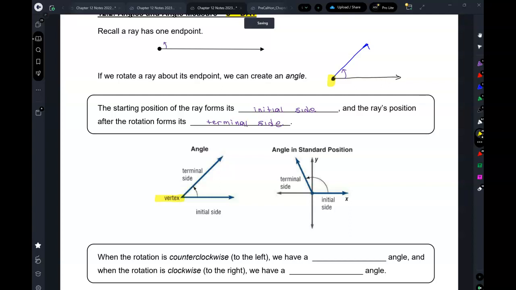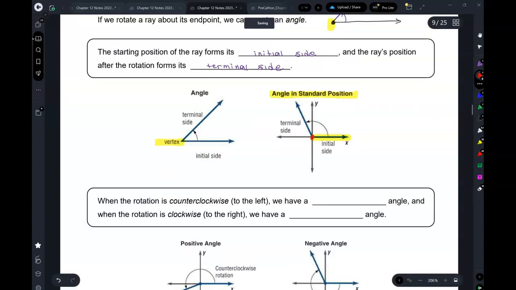Okay. All right, so you can have an angle anywhere in space, but in math, we take it and we put it on the coordinate system. When you put it in a coordinate plane, you have an angle in standard position. And when that angle is in standard position, the initial side lies on top of the x-axis, right? And the vertex lies at the origin, right here. All right, so that's an angle in standard position.